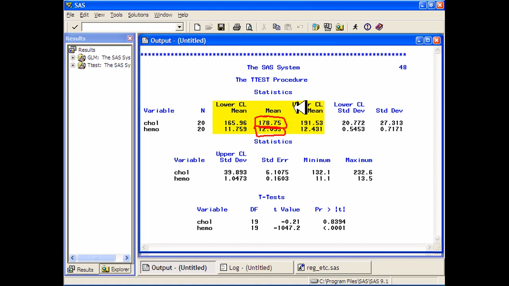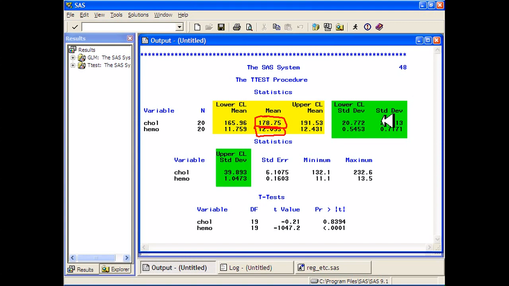And then you're also going to have upper and lower confidence limits for the standard deviation. They're right there, and the standard deviations are right in here. And then you've got some other things, standard error, min, max, nice statistics. And then, of course, your t-value and the p-value.